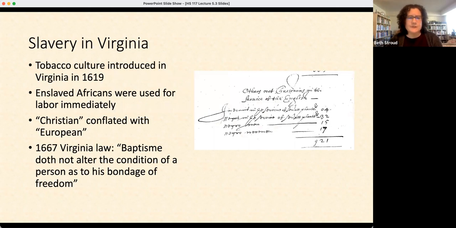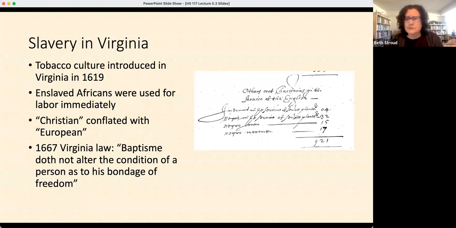Tobacco culture was introduced in Virginia in 1619, and that same year, enslaved Africans were brought to the colony and used for labor. And here we see the term Christian kind of being conflated with European.